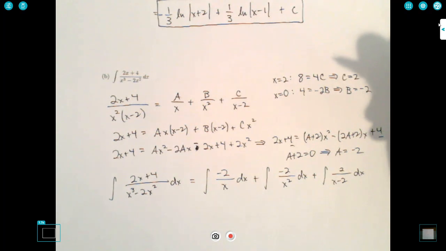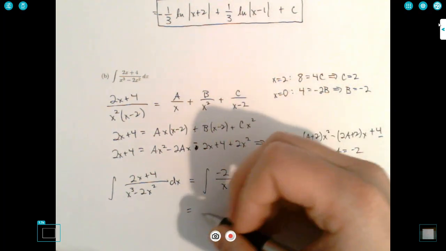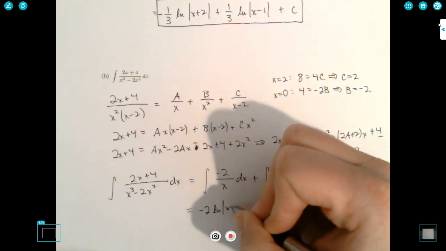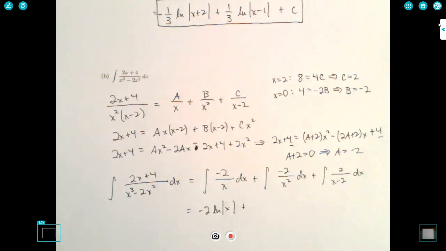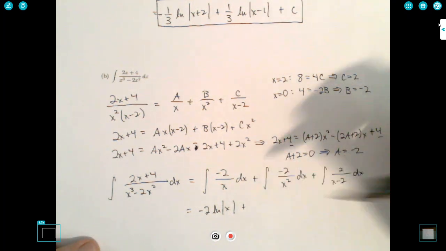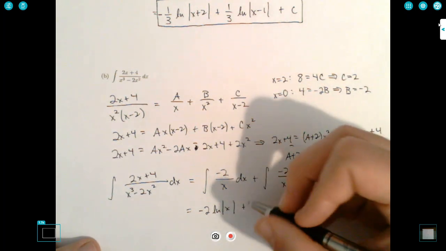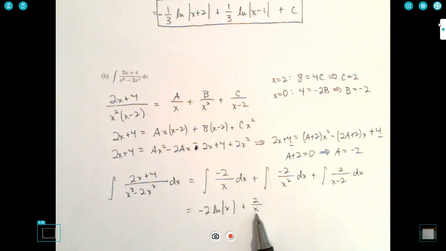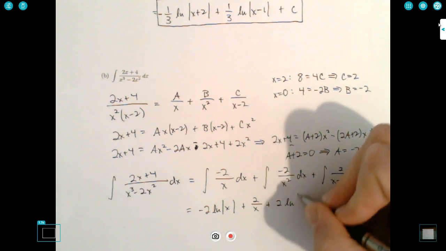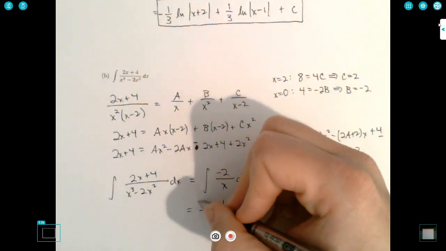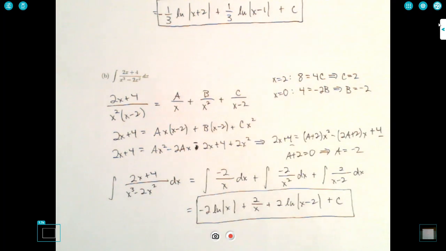So, okay. So this one's going to be another negative 2 ln of x. This one's going to be negative 2 times x to the negative 2. So that's going to be a negative 2x to the negative 1 divided by negative 1. So that's going to take care of the negatives. So I think we're just going to get 2 over x. Man, I should be careful. 2x to the negative 1. If I differentiate, that's going to be a negative 2x to the negative 2. Okay, yep, that works. And then here I'm going to get 2 ln of x minus 2. Okay, so that's that one.